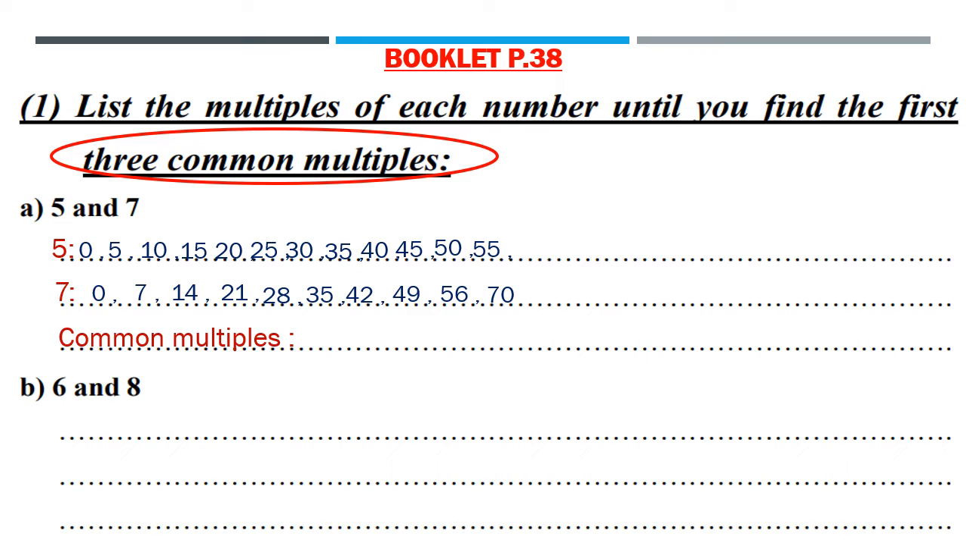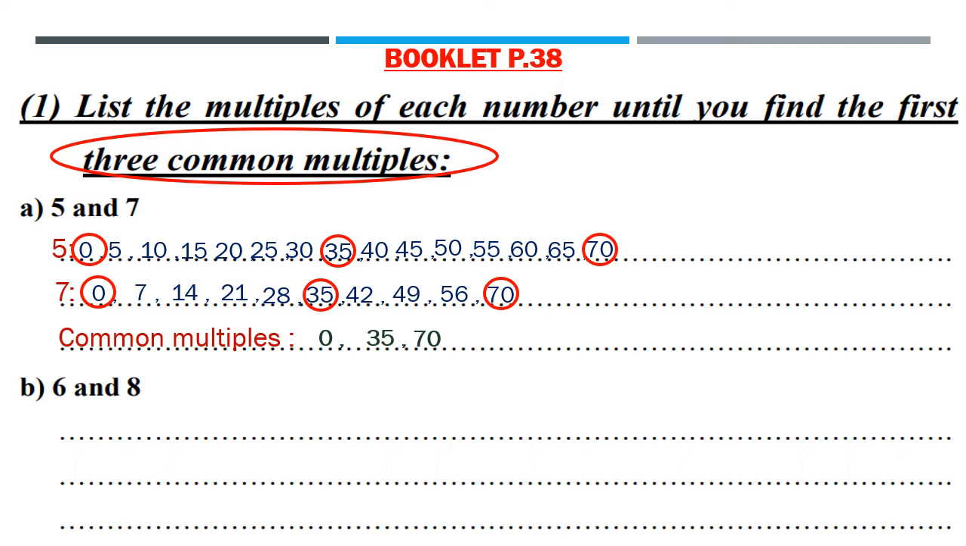Let's see. The first common multiple that we find here will be 0. The second one will be 35, but there is nothing else after 35, so I have to continue the multiples here to get the third one. Let's see. 60, 65, 70. So we have here the last common multiple. It will be 70. So the common multiples here will be 0, 35, and 70.